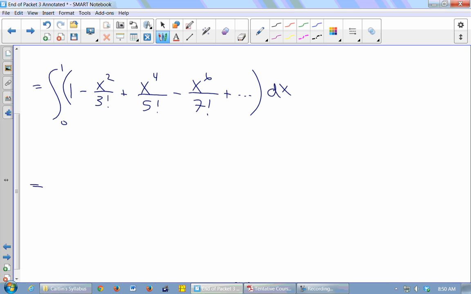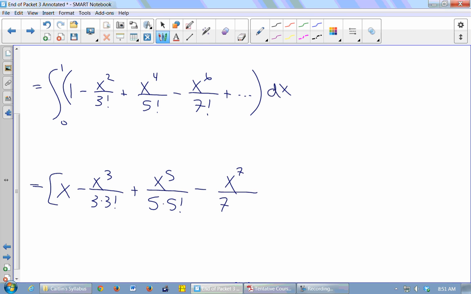So the antiderivative of 1 is x. And then x squared, its antiderivative is going to be x cubed over 3. Antiderivative of x to the 5th is x to the 5th over 5. And antiderivative of x to the 6th is x to the 7th over 7. And I got to take that whole thing and evaluate it from 0 to 1.